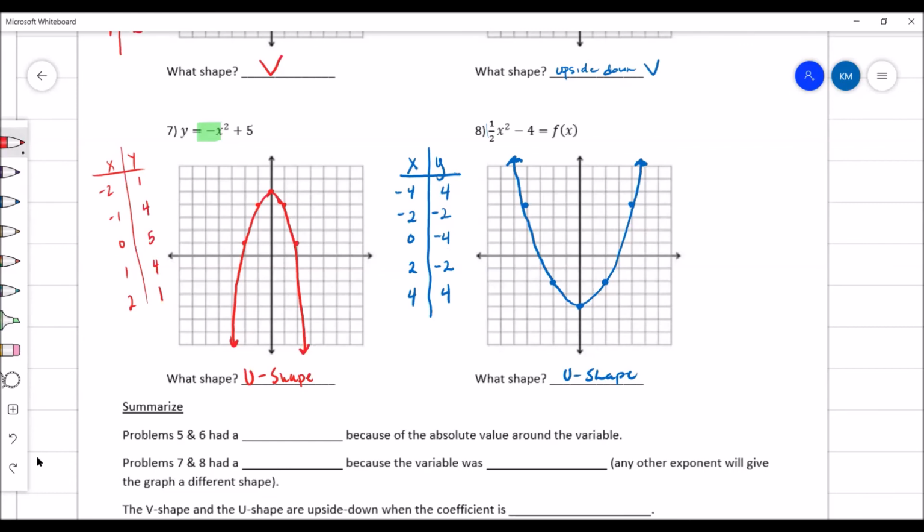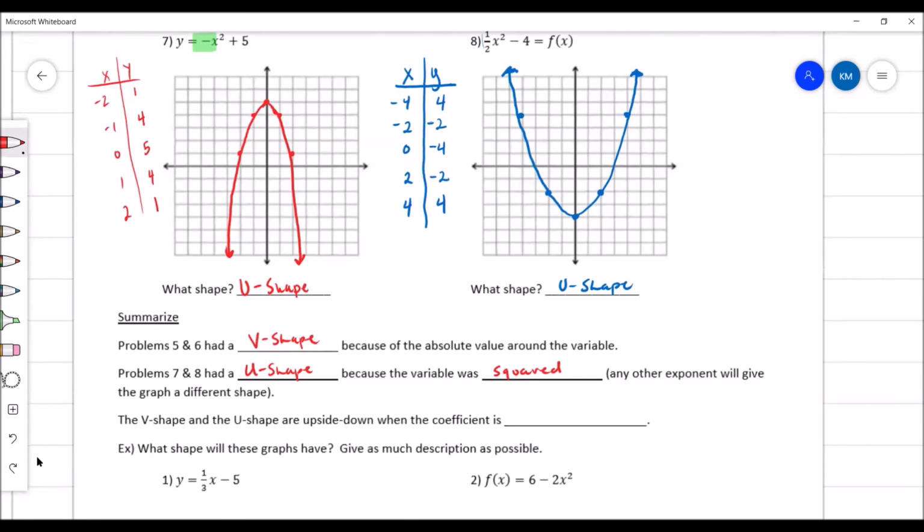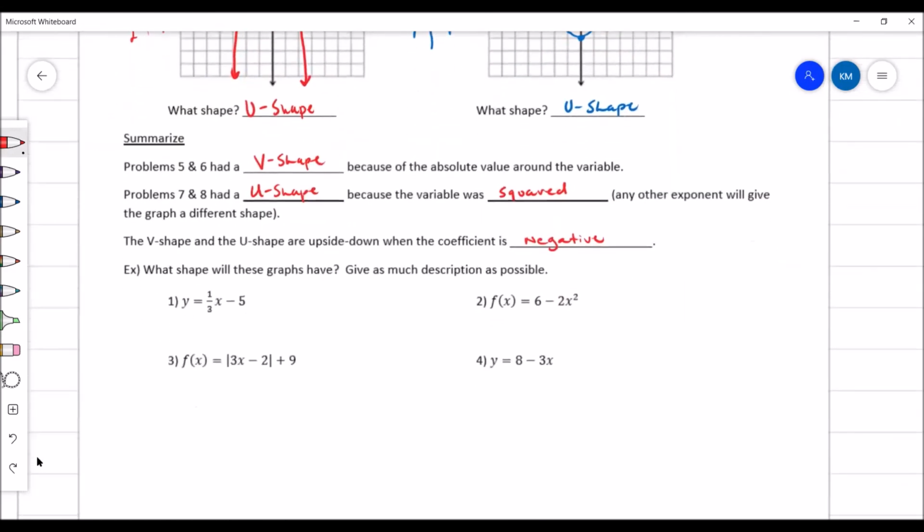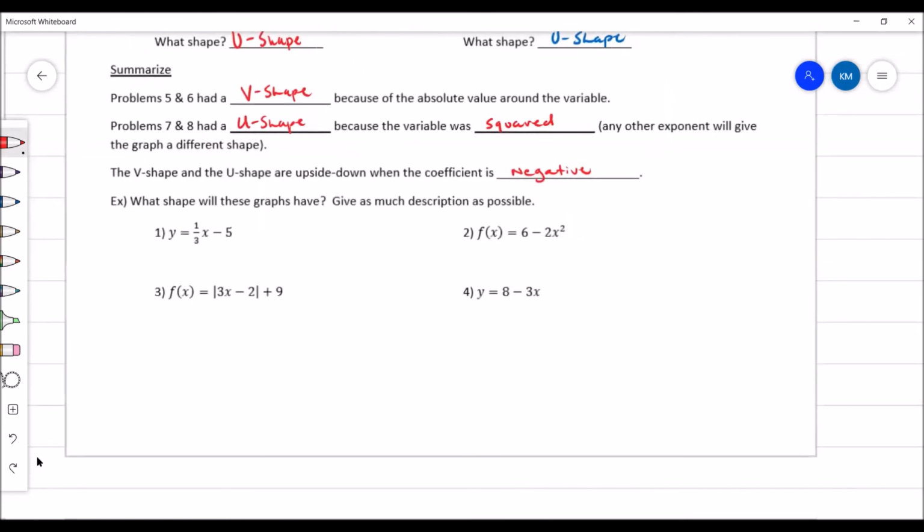Okay, so 5 and 6 had a V shape because of the absolute value around the variable, and 7 and 8 had a U shape because the variable was squared. Any other exponent will give the graph a different shape. The V shape and the U shape are upside down when the coefficient is negative, as we highlighted in the green. Okay, so all that is so we understand what a graph should look like before we graph it just by looking at the function. And this is important, again, for us to be able to check ourselves.